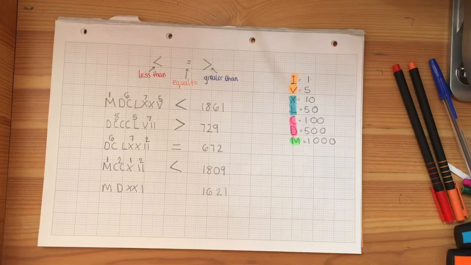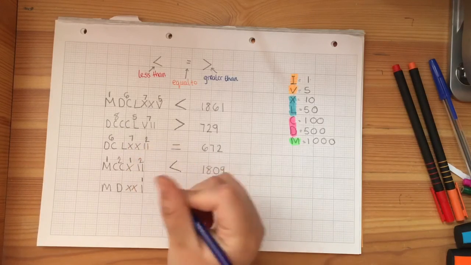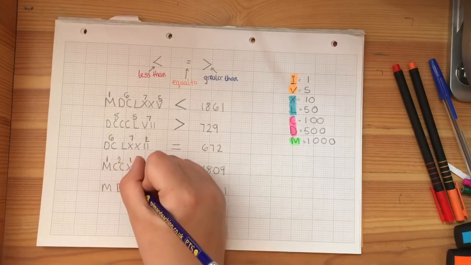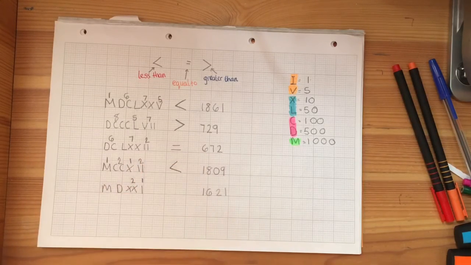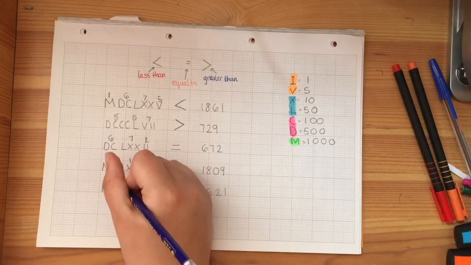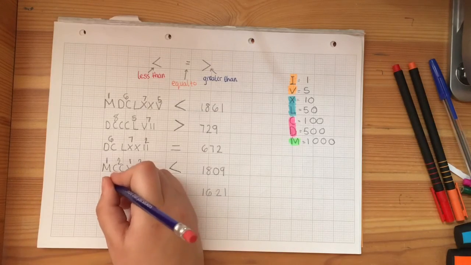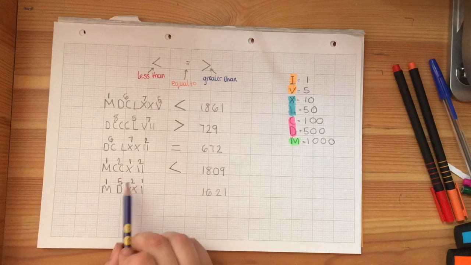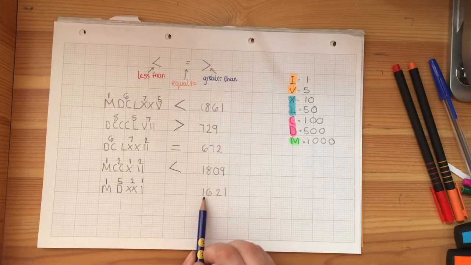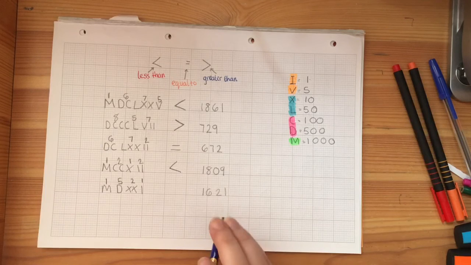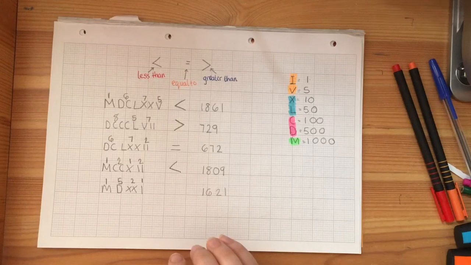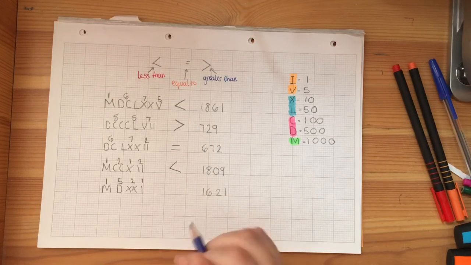And finally, MDXXI. So I've got one I, I don't have any V's or anything, so that's just the number 1. I've got two X's, so that's the number 20, remember? X is 10, so 2 of them, 20. I've got one D, I don't have any C's or anything, so D is 500. And then finally I've got M, which is just 1000. So I've got 1521 compared to 1621. So again, my Roman numerals are smaller than or less than my standard number.